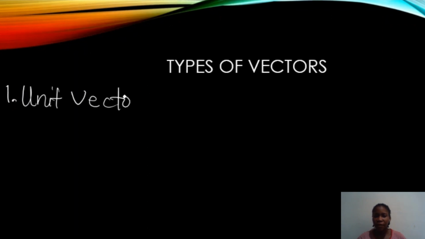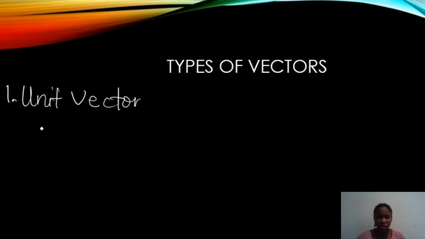The unit vector. Basically, when they say something is unit, it means it's alone. It means it's one, or it's alone, or it's a whole one. So in math, unit mostly means one. A unit vector in this case is a type of vector that has a magnitude of one.